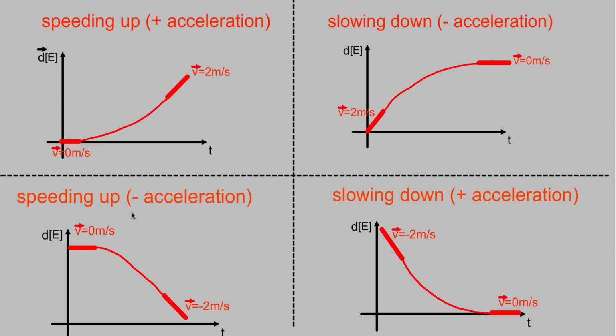We can have speeding up with negative acceleration. This is in the opposite direction. Start off with a velocity of 0. A little while later, we're traveling at minus 2 meters per second. Smooth curve that joins the two. We can also have a slowing down, which is a positive acceleration, and that's when we start off with a negative velocity and eventually come to rest, and there's the curve that joins the two. And what you'll notice is the word negative acceleration is used, not deceleration. Deceleration is a slang term which does not properly explain the process of slowing down.